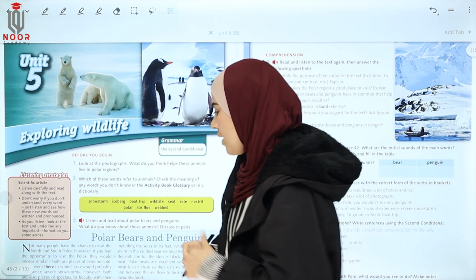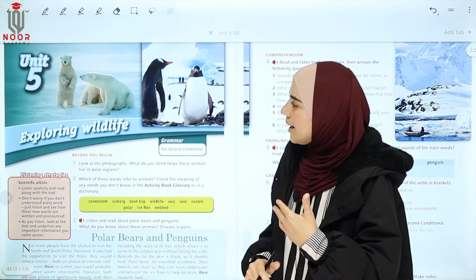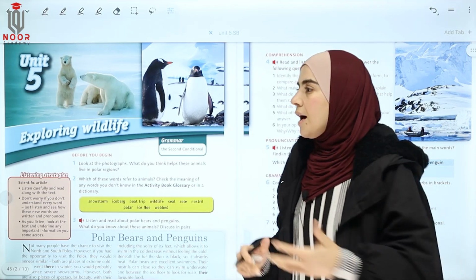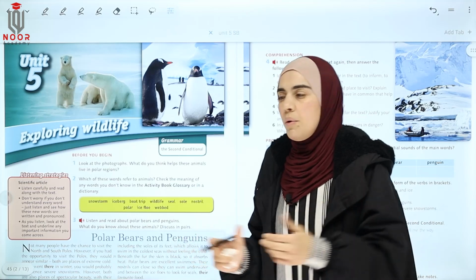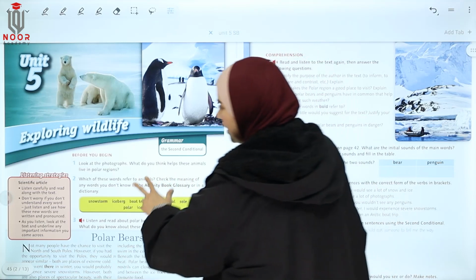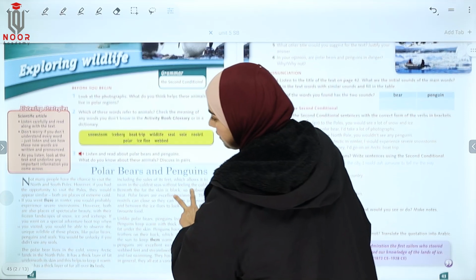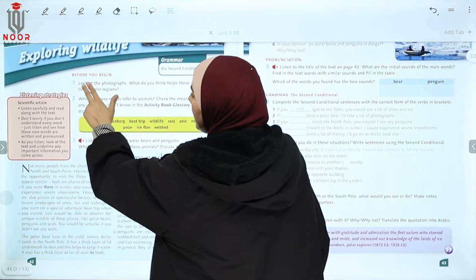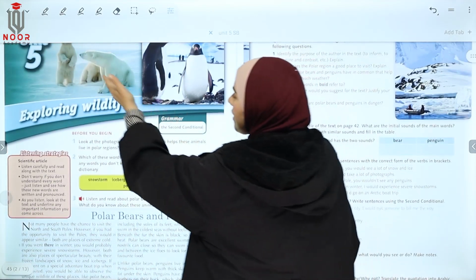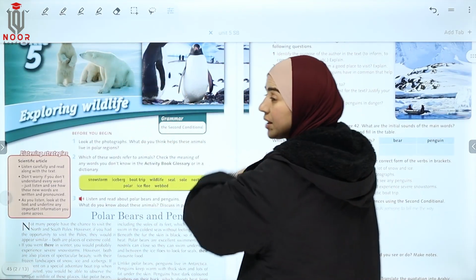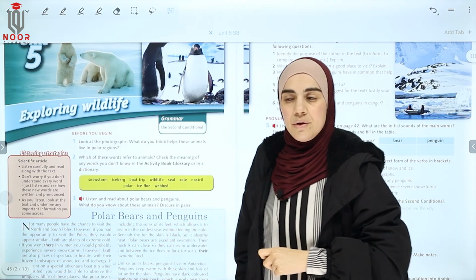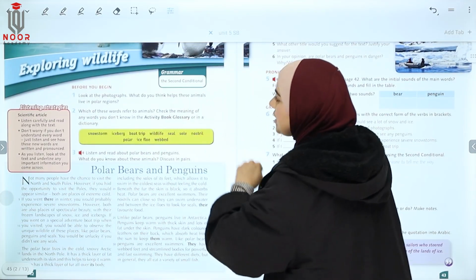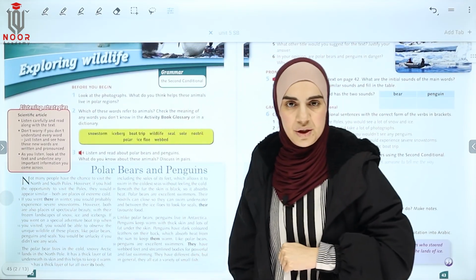Okay? And we also used to read before we begin the front page of our unit. Now, before you begin, on page 42, you will look at photographs like the polar bears here and the penguins here. Okay, so the polar bears and the penguins. And what do you think helps these animals to live in polar regions?